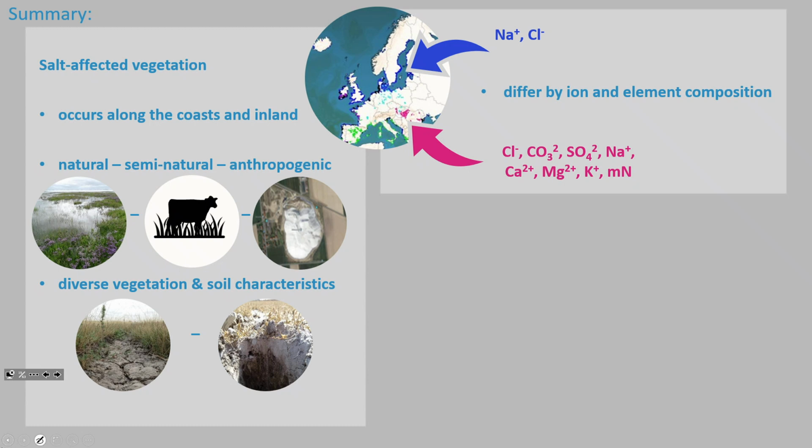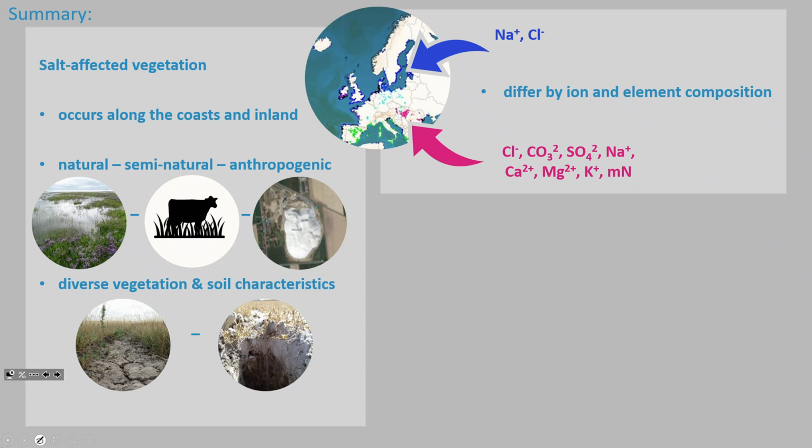And to summarize this first part of my talk, I just say again what we learned. So we know salt-affected vegetation occurs along the coasts in Europe, but also inland. And I knew I would forget to say, and that's why I put it here on the summary slide again, that along the coasts we have mainly one salt that is responsible for the salinity, and this is sodium chloride. We all know it.